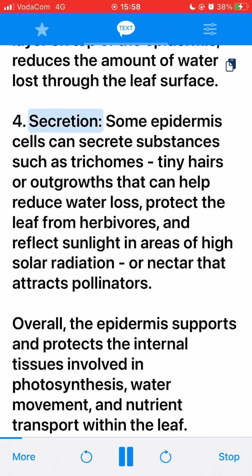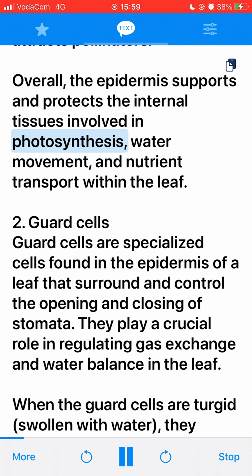4. Secretion. Some epidermis cells can secrete substances such as trichomes, tiny hairs or outgrowths that can help reduce water loss, protect the leaf from herbivores, and reflect sunlight in areas of high solar radiation, or nectar that attracts pollinators. Overall, the epidermis supports and protects the internal tissues involved in photosynthesis, water movement, and nutrient transport within the leaf.